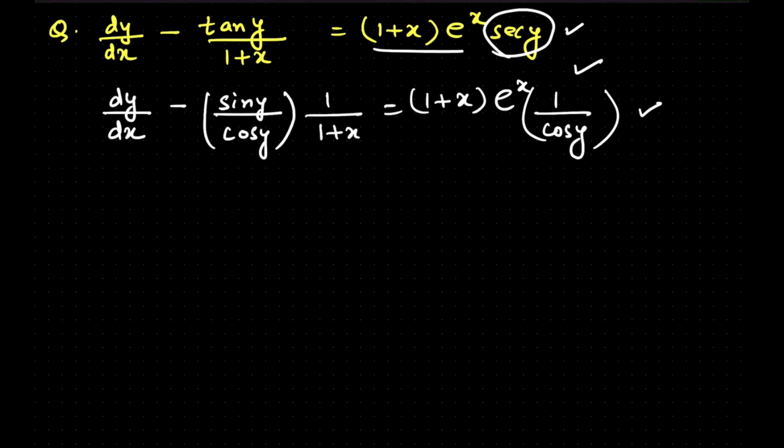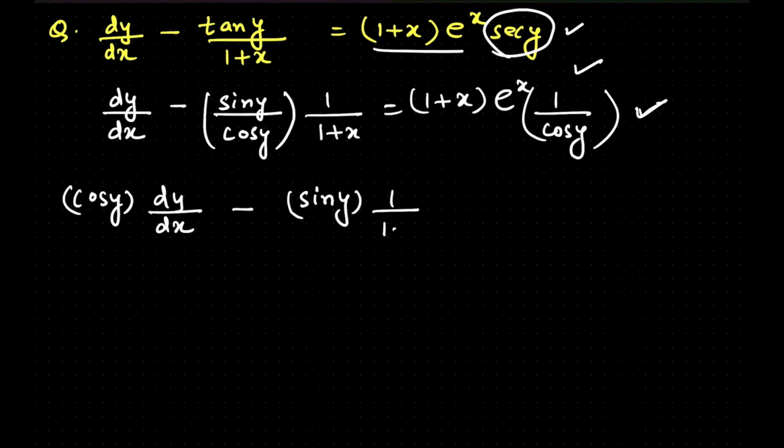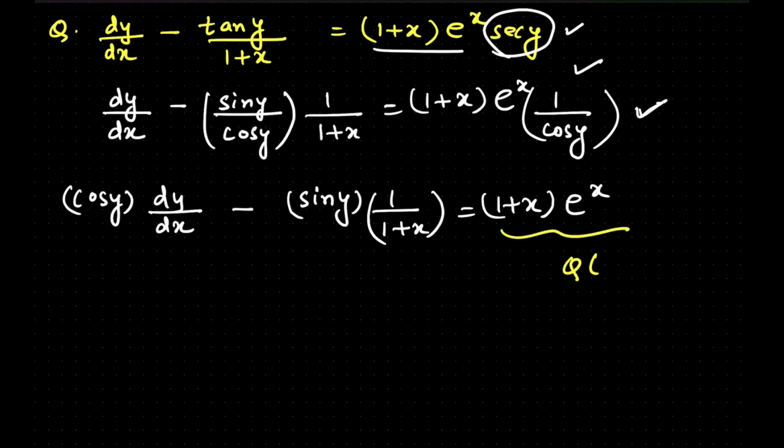So now we will multiply by cos y to get rid of this y function from Q(x). So you will get cos y times dy by dx minus sin y, then 1 by 1 plus x, is equal to 1 plus x e to the power of x. So now your one part is done, that is, you have got Q(x).